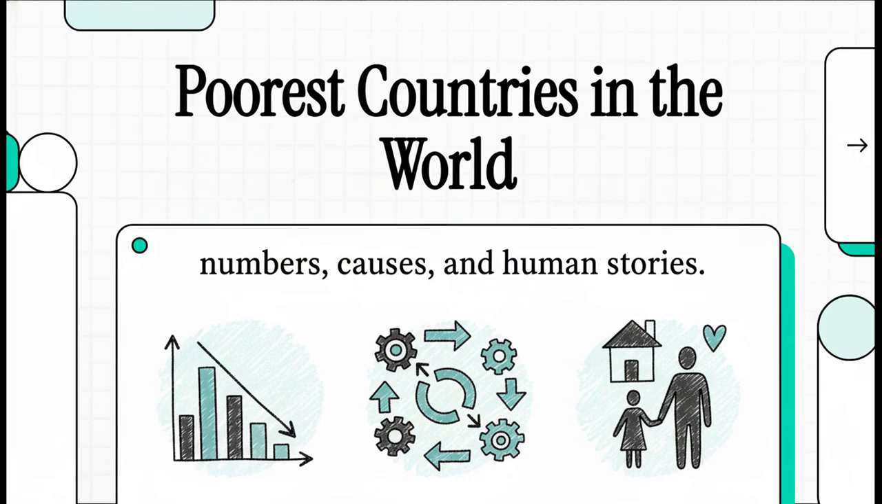We hear about global poverty all the time, but it's often in these really abstract terms. So, what does it actually look like on the ground? In this explainer, we're going to get past the headlines and really dig into the numbers, the causes, and the human stories that define extreme poverty in our world today.